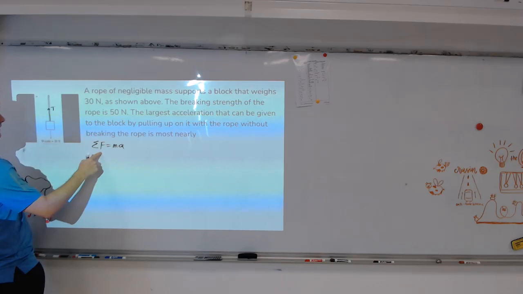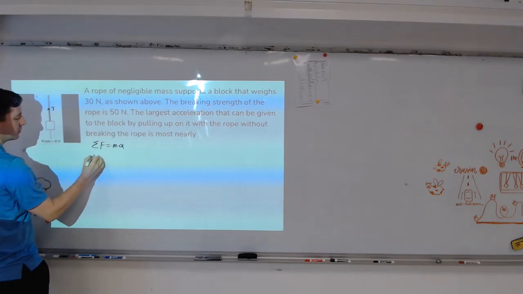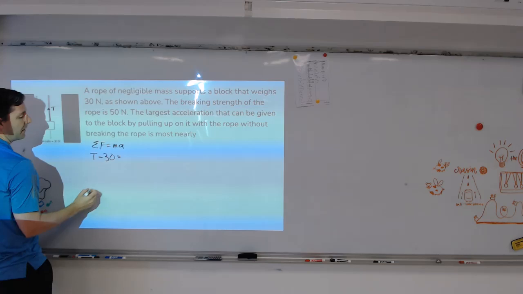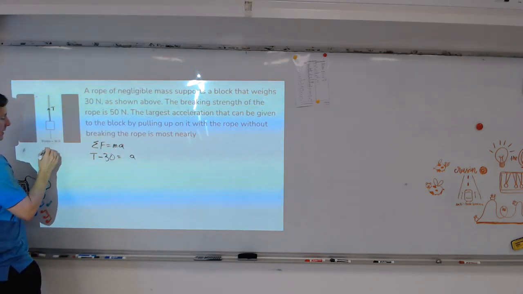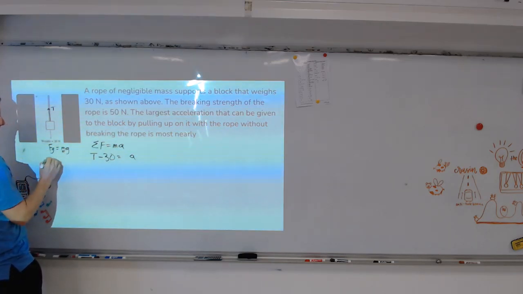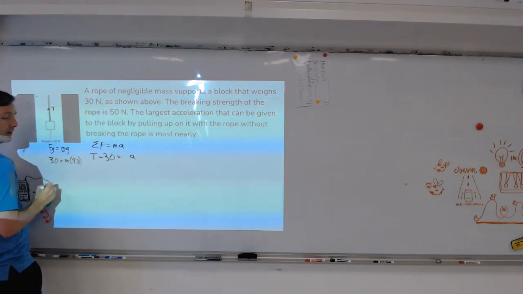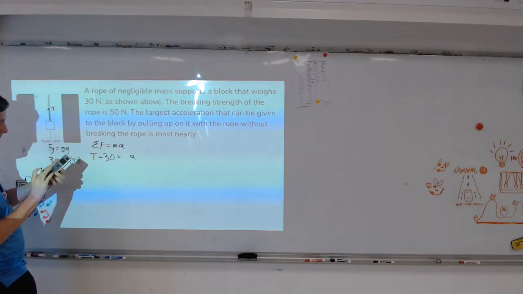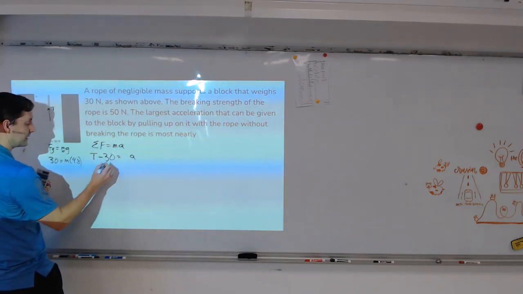Sum of the forces, it is going to be pulled up. So I'm going to go ahead and call up positive. So I've got tension, which is upwards. I've got the weight, which is downwards. And that's going to be equal to mass times acceleration. Weight is the force of gravity. So remember, Fg equals mg. So if I want the mass, I'm going to have to take that weight of 30 newtons and divide it by 9.8. And so if I take 30 and divide it by 9.8, then I get 3.06. So 3.06 is the mass.